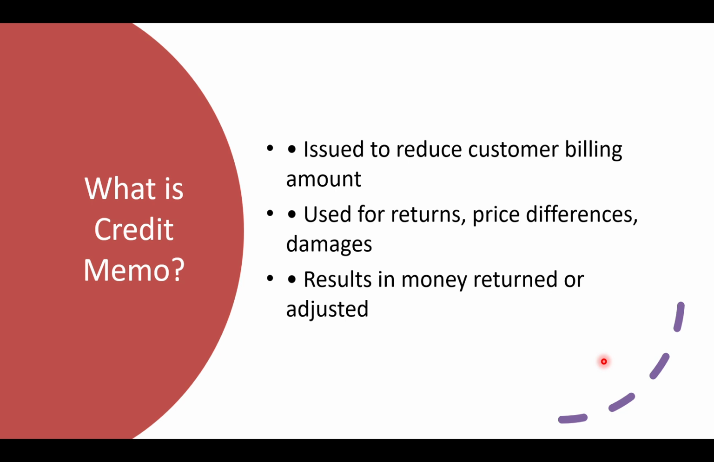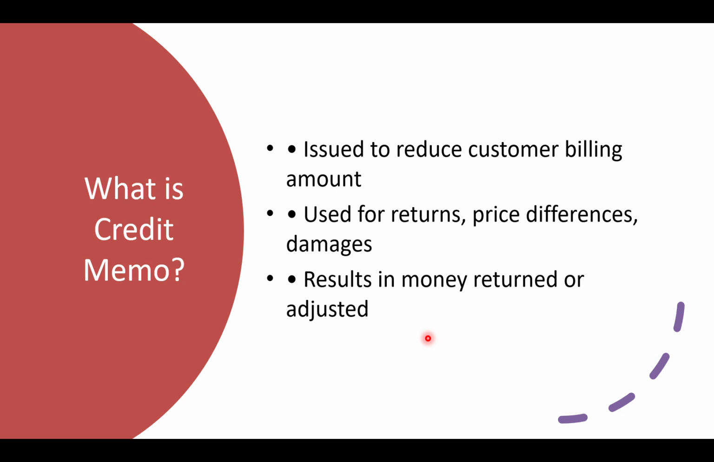Then price differences and damages. Let's say you have delivered a product but it is somewhat damaged, not working 100%, the functionality is not up to 100%. There was some minor defect, but the product is still working. So rather than taking the return back, you tell the customer to keep this product at 80% of the original value because of the minor defect. The remaining 20% you have to give back to the customer, so in that case also you will issue a credit memo. The result is money returned or adjusted.